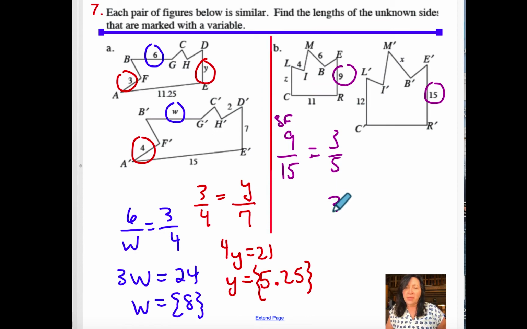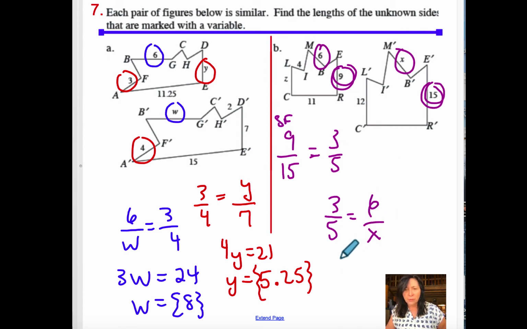So I'm going to say 3 is to 5 as, and I'm going to find x first. So 9 is to 15, which is 3 is to 5, as 6 is to x. Cross multiply. I get 3x equals 30, and I get x equals 10. Solution set. X is done.